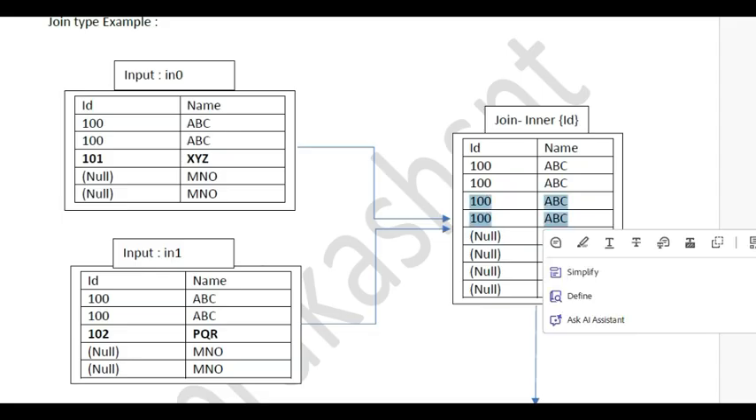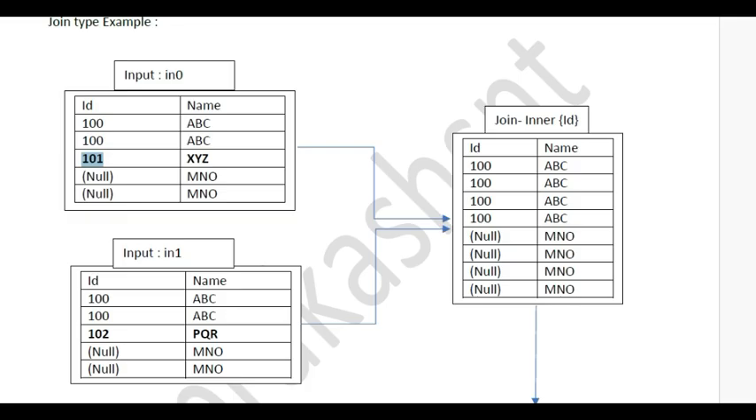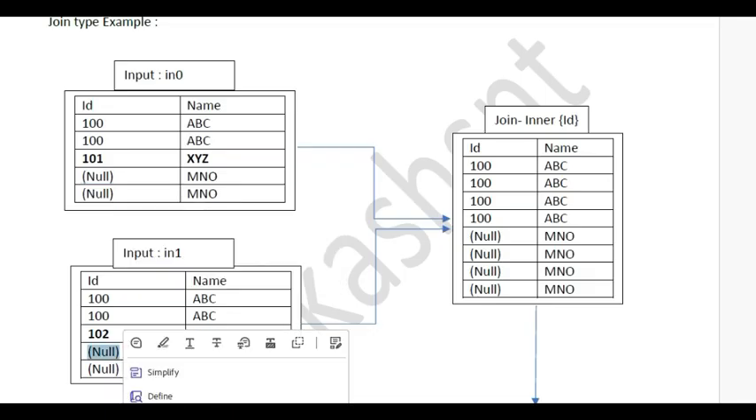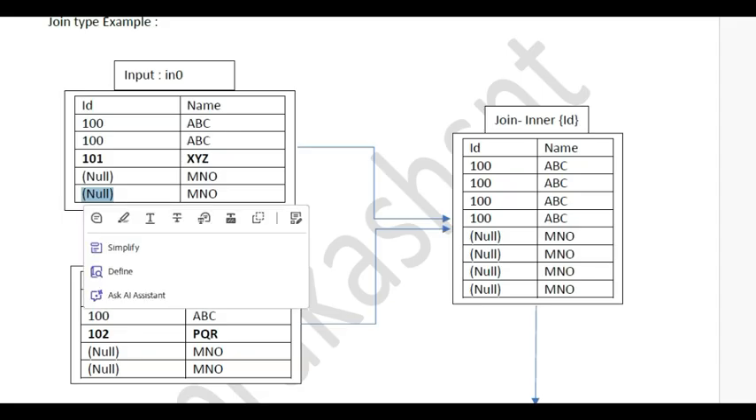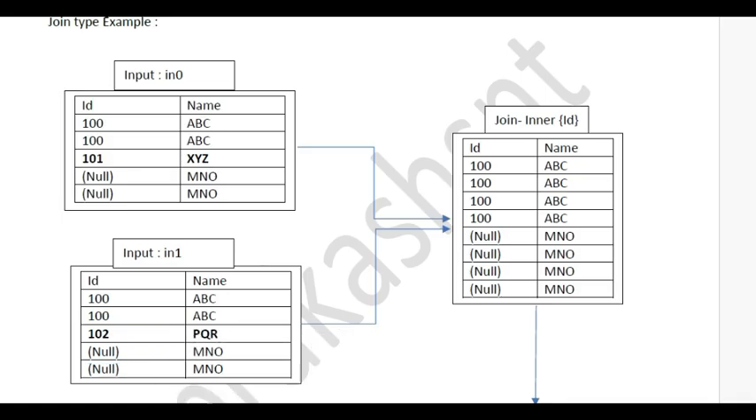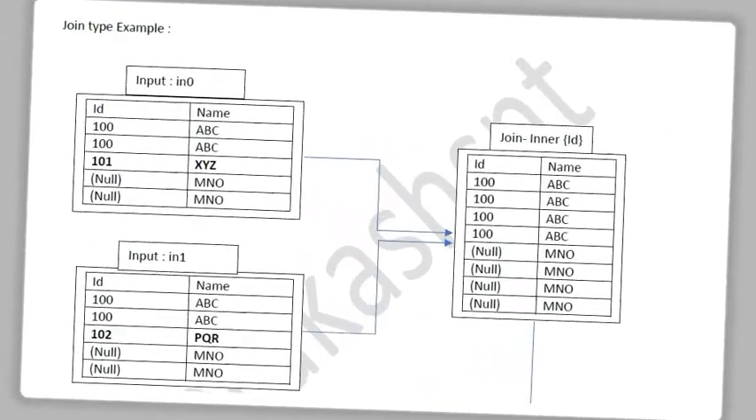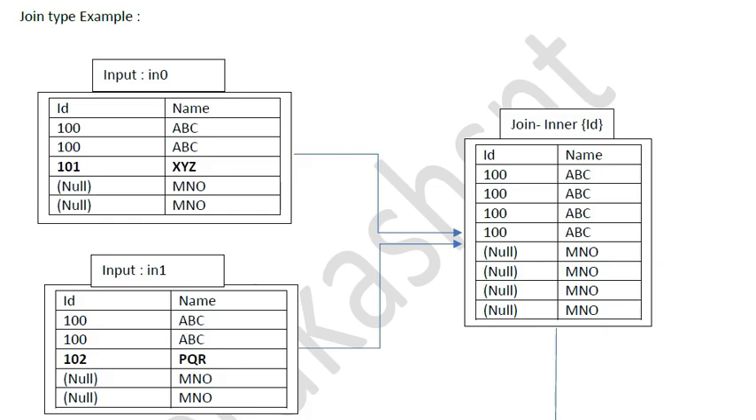Okay, so this one, 101, this ID is not matching, so inner join will not produce it. And let's talk about null. Null will also be compared, the first record with the second file, and it is matching 2 times, so it will produce 2 records. Then the second record of the null will be checked with the second file, where it is again matching 2 times, so 2 more records will be produced. So in total this much will be produced. Okay, so this is how inner join works.